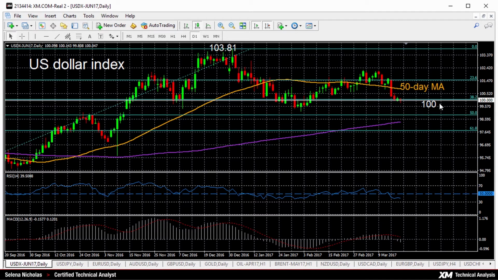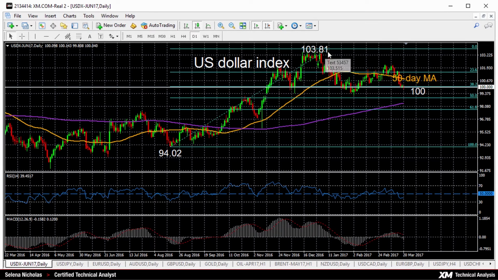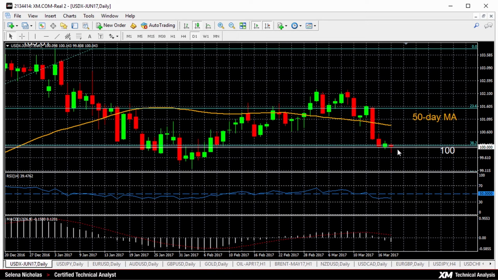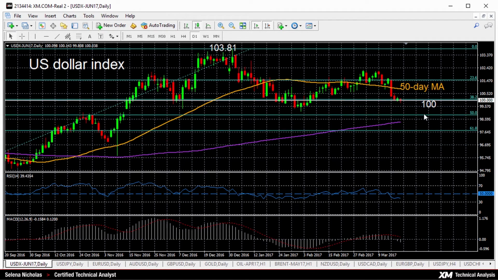This is also where the 38.2 Fibonacci retracement lies right now. It's the up leg from the August low around 94 all the way up to 103.81, and that was hit on January 3rd. So a daily close below 100 would start to see more downside movement, and we could target the next Fibonacci, the 50% level. This is around 98.90, and then below this we could say that the bias would shift to a more bearish one.